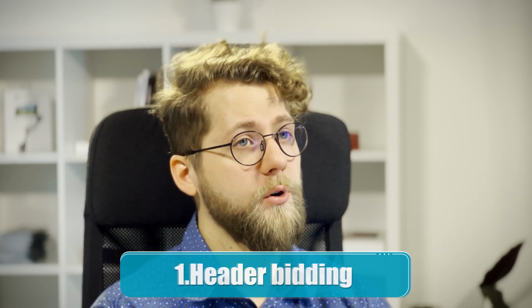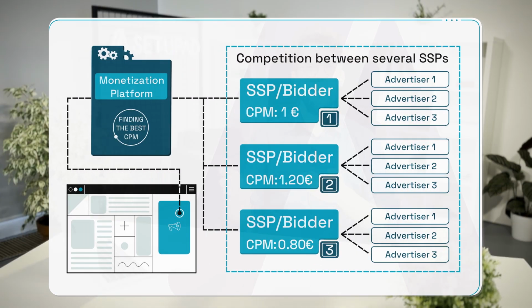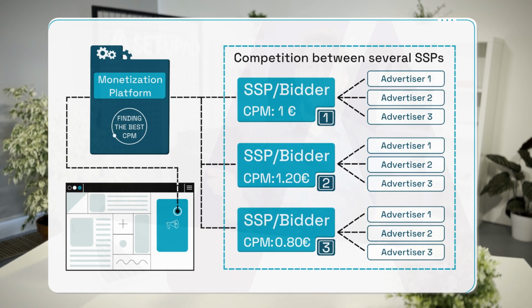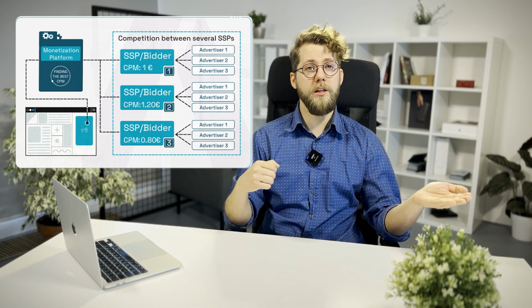First, header bidding. Header bidding is a programmatic technology in which publishers simultaneously offer their ad inventory to many demand partners. Enabling multiple demand partners to bid on the same ad inventory creates more competition. Therefore, it allows publishers to sell their ad inventory for the highest price.